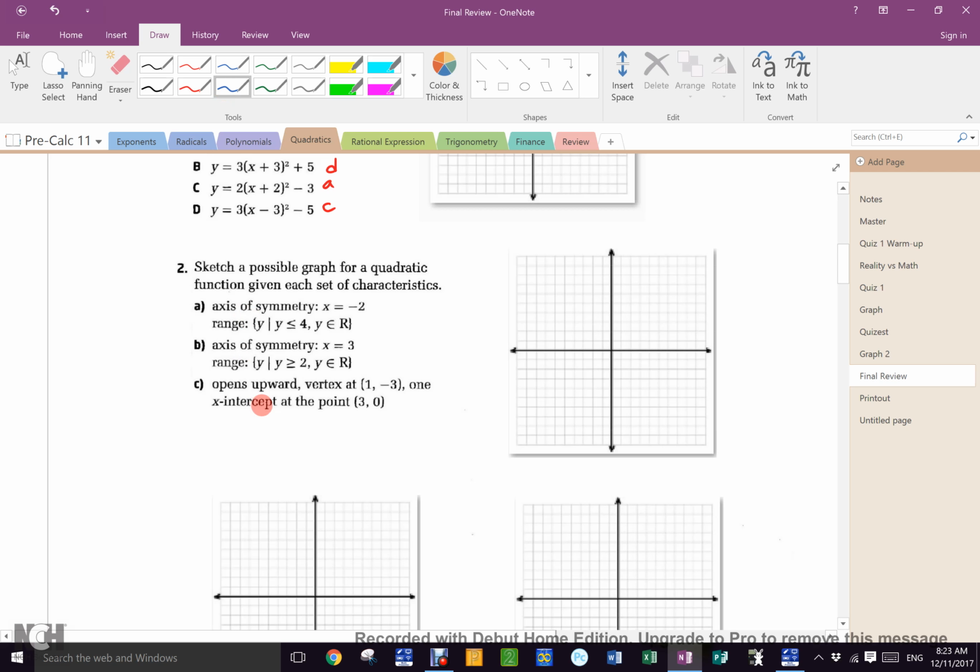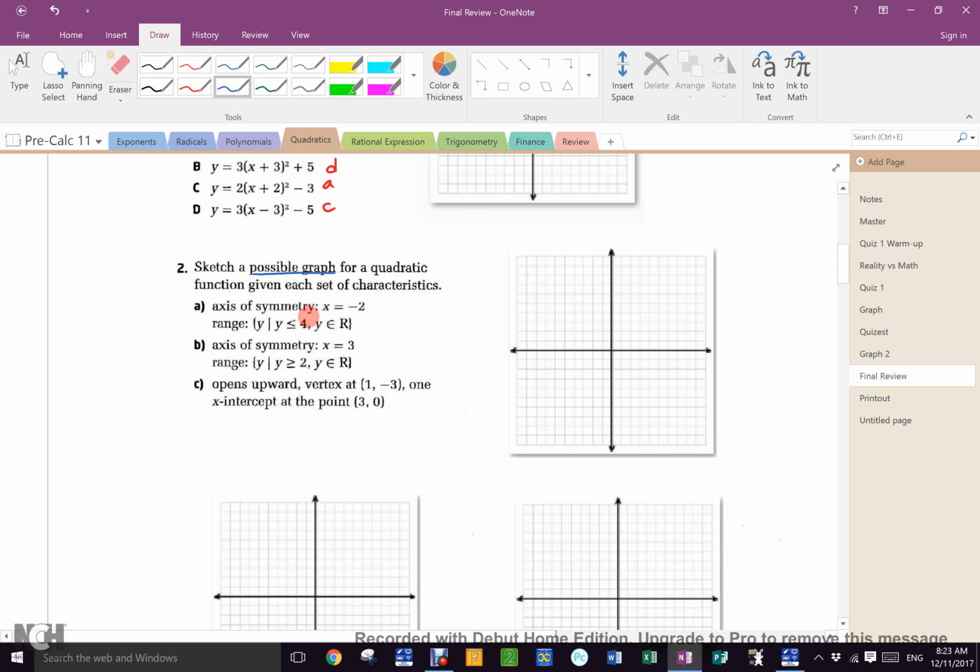So we're going to sketch 3 possible graphs. Please notice the word says possible. Why does it say possible? Because, for example, A, the only stuff you know about it is the vertex, right? So does it matter how far you stretch it upwards? No, because the only thing you know is the vertex.